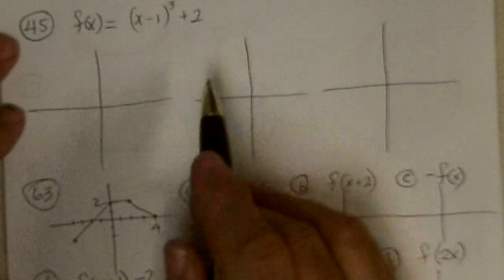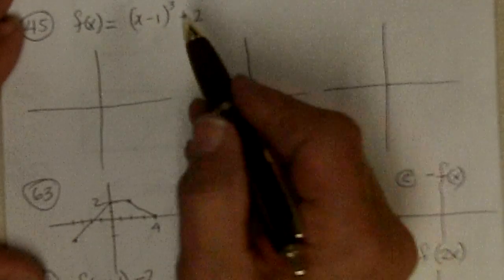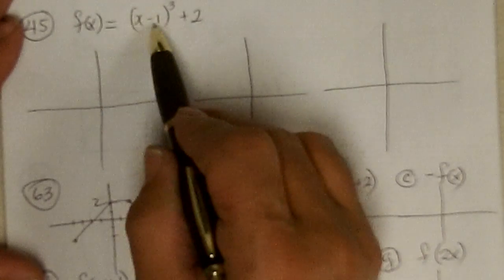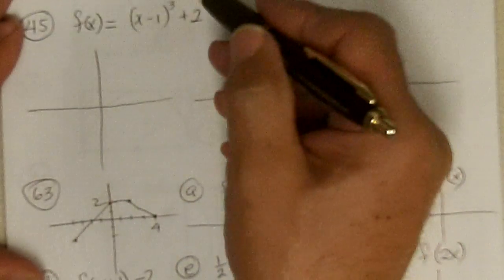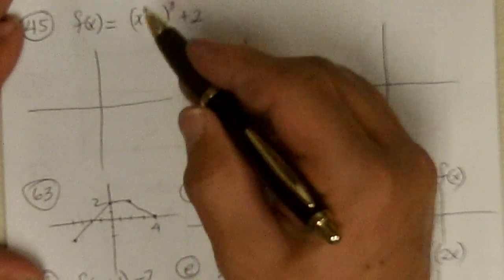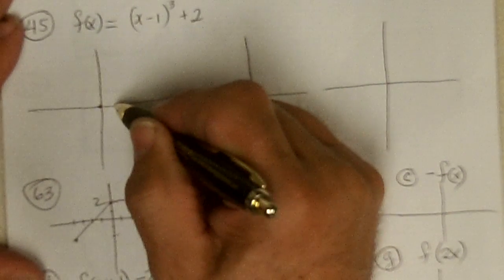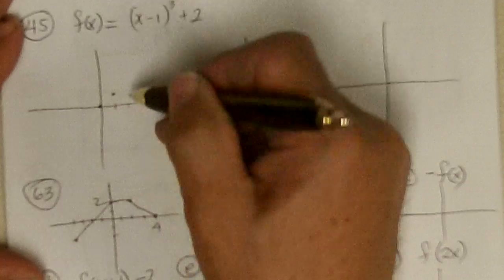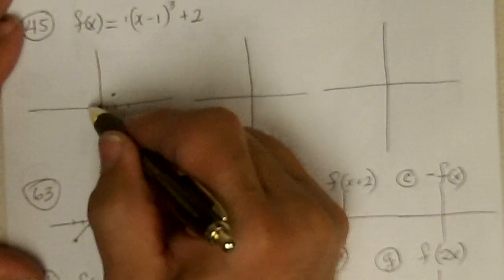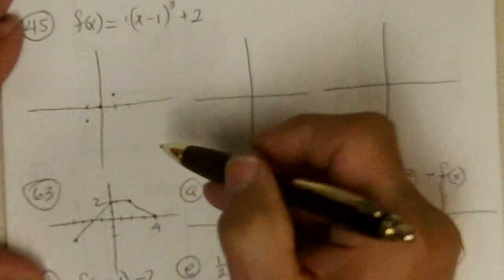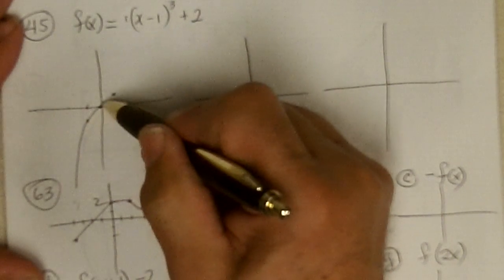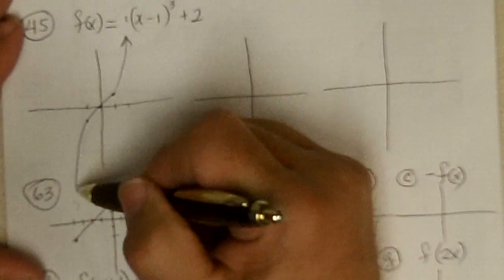Alright, it says go through the transformations here. And there are two: something to the x working horizontally and something on the outside going up and down. We start with the parent function, which is the cube. 0 cubed is 0, 1 cubed is 1, 2 cubed is 8, up there someplace. Negative 1, negative 1, negative 2, negative 8, down there someplace. So it looks something like that.